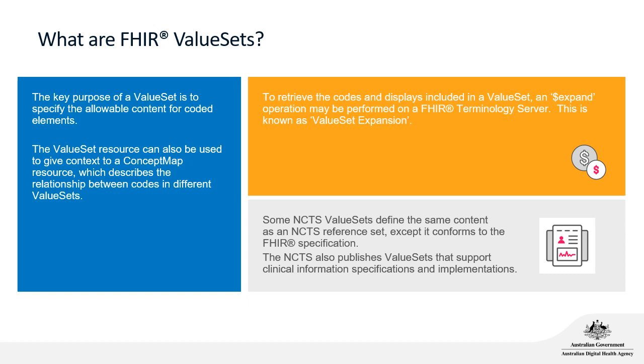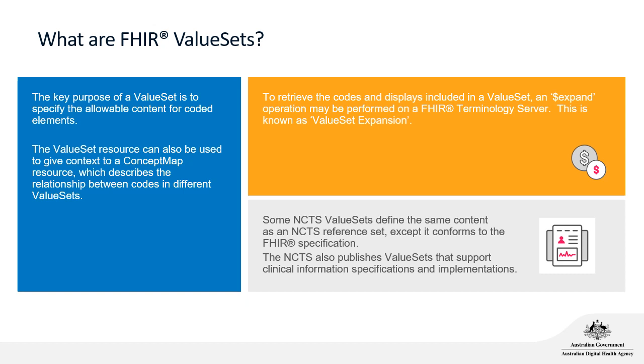The value set resource can also be used to give context to a concept map resource, which describes the relationship between codes in different value sets. So as an example, a concept map may be used to show that code X in a historical value set and code X in a current value set are equivalent and mean the same thing, and it allows interoperability despite someone having implemented different value sets.